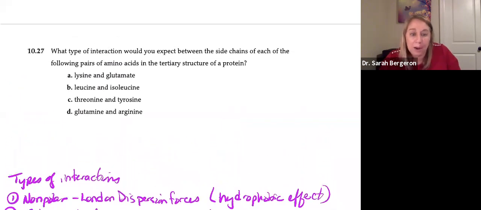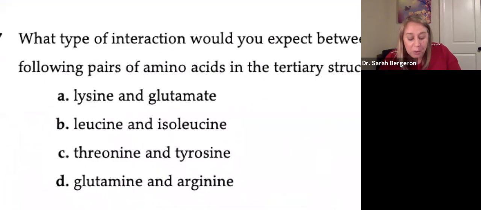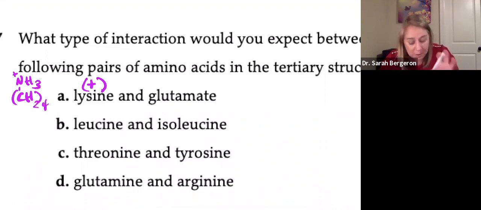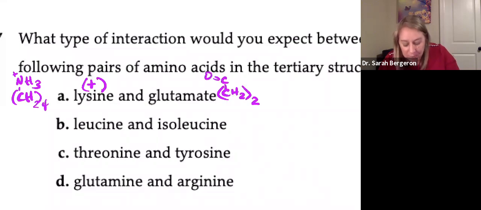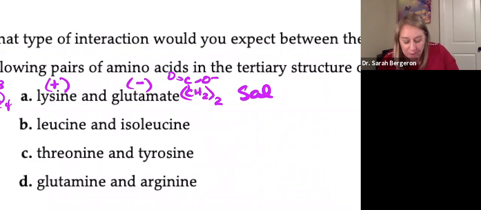So now we have to look at our pairs and see what we know about them. So what do we know about lysine and glutamate? Go look at your table if you have to. But lysine's positive, right? It's got a bunch of CH2 groups, it's got four of them, and then bonded, it has an NH3, and that nitrogen's positive. That's just the side chain, that's just the R group. I'm not drawing the whole amino acid. And then glutamate has only two of them, and then it has a carbon, and that carbon's double bonded to an oxygen and bonded to another oxygen. So this would be a positive and a negative, right? So that would be a salt bridge.